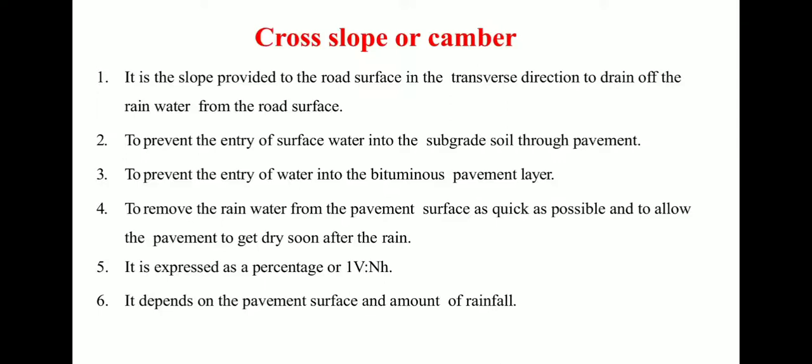Now, next topic is cross slope or camber. It is the slope provided to the road surface in the transverse direction to drain off the rainwater from the road surface. Simply, cross slope or camber, we can say it is always raised at the middle and slanting towards the edges. Very well, you remember the road.